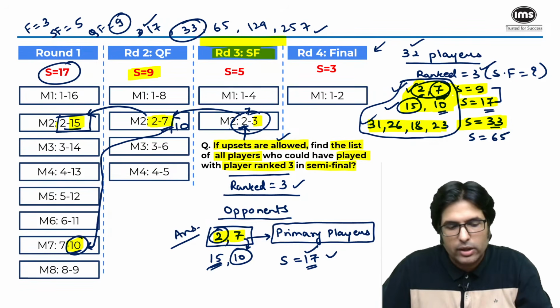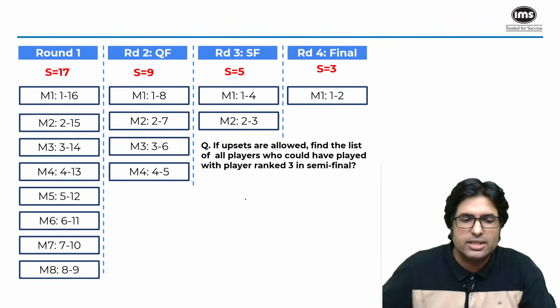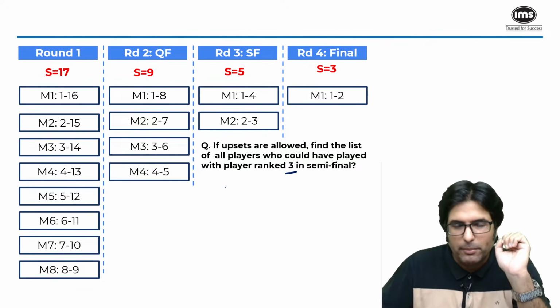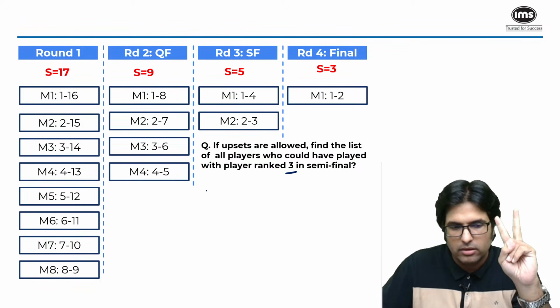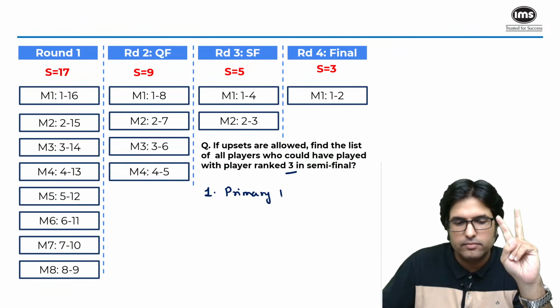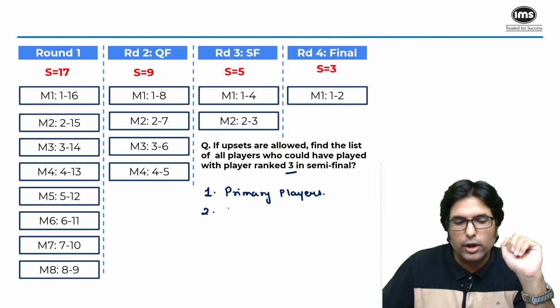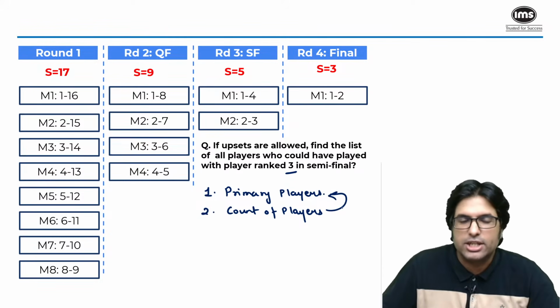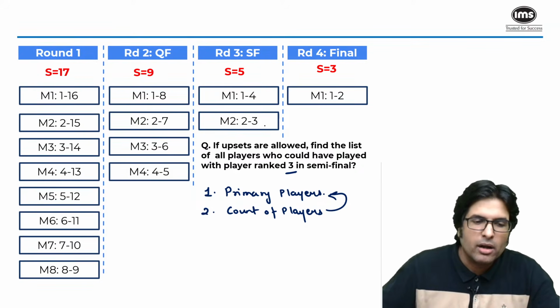And now I'm going to share with you the generalized way to answer this question in the form of a pattern. So we want to focus on player rank 3. The bare minimum that you need to do is find out 2 things. First thing you need to do is find out primary players. And second thing that you need to do is count of players while these primary players are playing against each other. That's it. So let me explain.